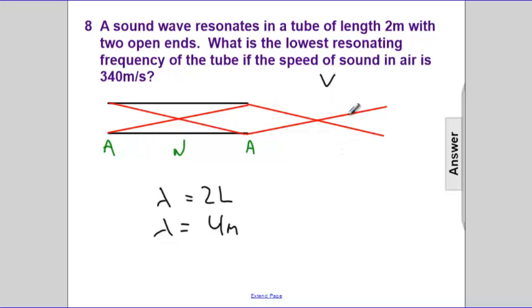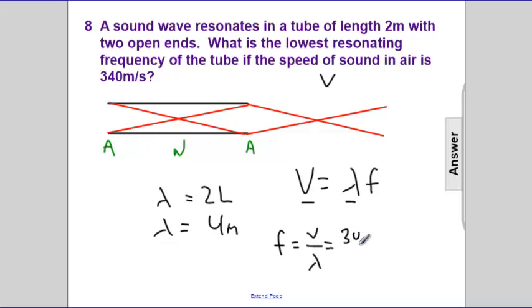Since the speed of sound in air is 340 meters per second, and now we know the wavelength, computing the frequency can be done by using the wave equation. If we know the velocity and the wavelength, we can find the musical note that this will sing at, which is called the fundamental, or the lowest possible, lowest resonating frequency. Rearranging, that frequency will be the velocity of the wave divided by the wavelength.